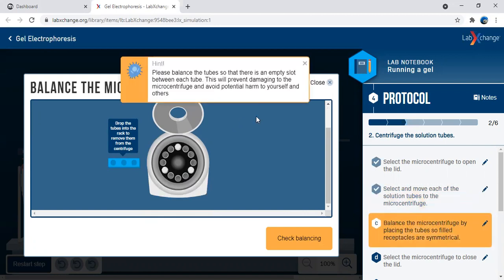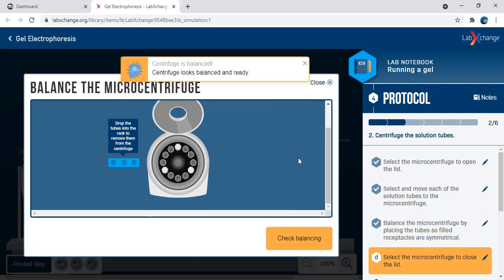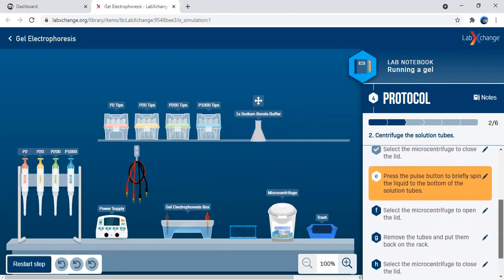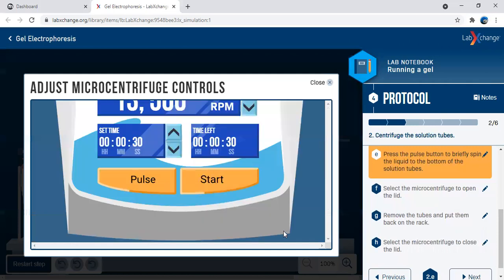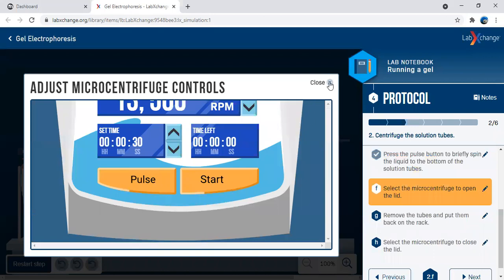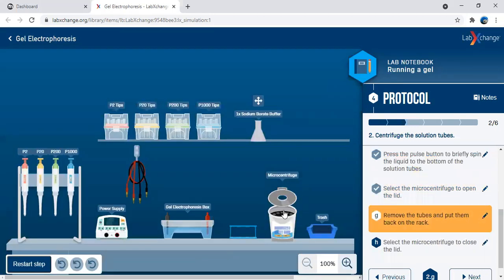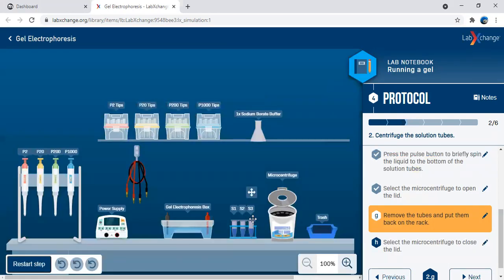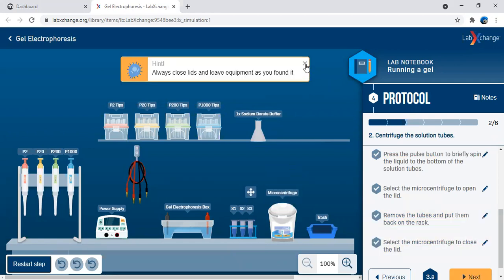Balance the microcentrifuge so the receptacles are symmetrical. Okay, I'm going to check their balance. Balanced and ready. I'm going to close the microcentrifuge. Press the pulse button to briefly spin. Select the lid. Remove the tubes and put them back into the rack. So I close it.